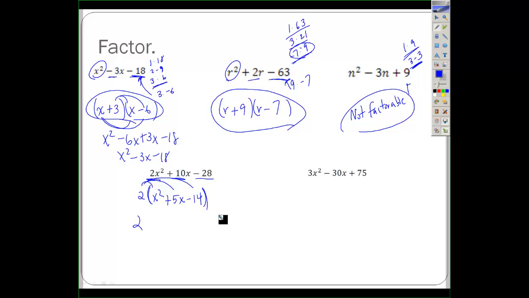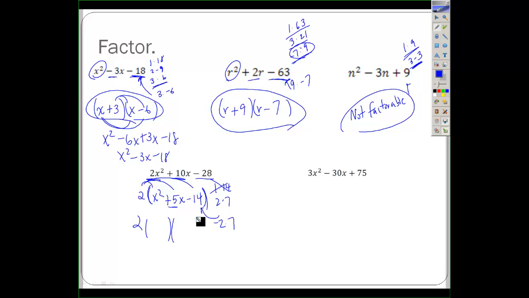Okay, I'm thinking of two numbers that multiply to get negative 14 and add up to positive 5. I know my factors of 14 are 1 times 14, 2 times 7, and those are all of them. So I don't think 1 and 14 are going to add up to 5. However, I can make 2 and 7 add up to 5 if I have a negative 2 times positive 7. Negative 2 times positive 7 would be negative 14. Negative 2 plus 7 would be positive 5.